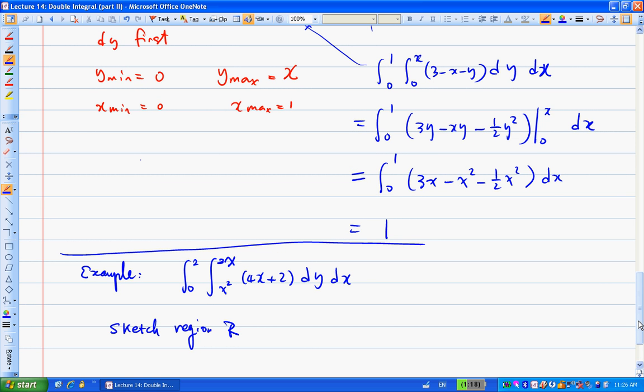You need to go back to the procedure that we just presented. When we presented the procedure, it was about how to find the min and max. In this particular case, you're doing y first. So this is y min, this is y max, this is x min, this is x max. Which means you draw the vertical line, and the first contact between the vertical line and the region R is y equal to x squared, and the second contact is y equal to 2x.